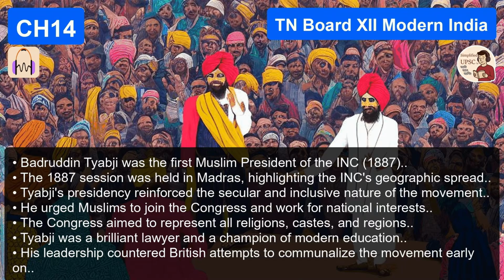Now, since we are doing a deep dive into the Tamil Nadu board book, we have to talk about Section 5, the role of Tamil Nadu.